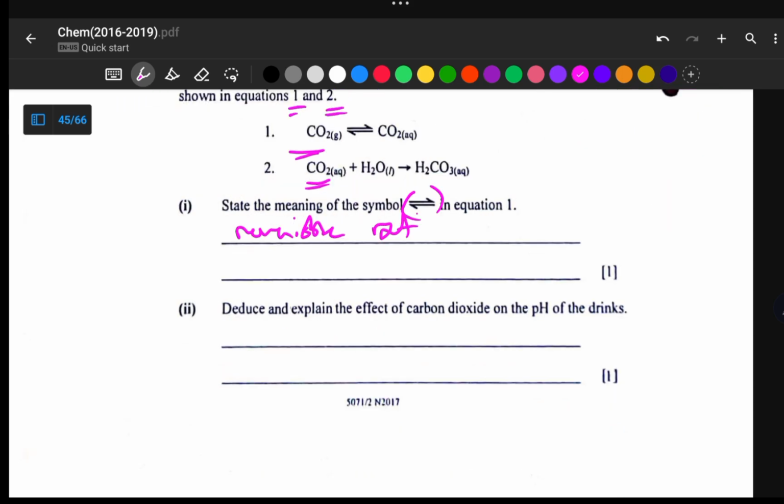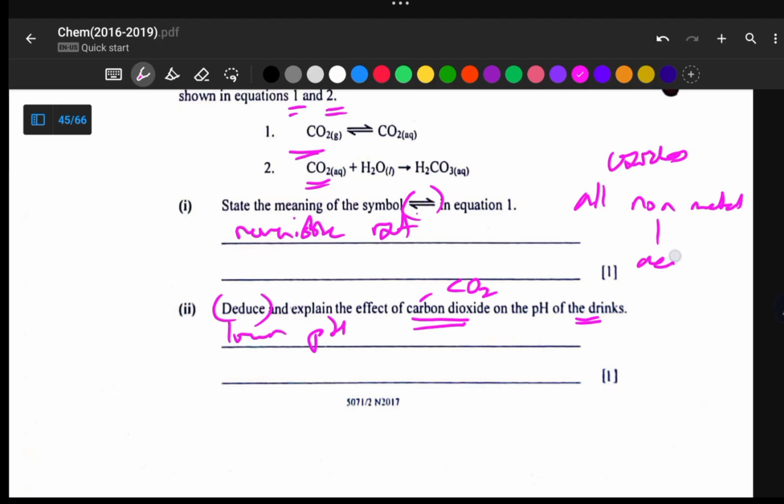And then deduce and explain the effect of carbon dioxide on the pH of the drink. So carbon dioxide lowers the pH. So we are deducing the effect, it lowers the pH. Why? Because it is an acidic oxide. So oxides of all nonmetals, they are acidic. And then metal oxides are basic, right? So you must take note of that, right? So it lowers the pH, right?